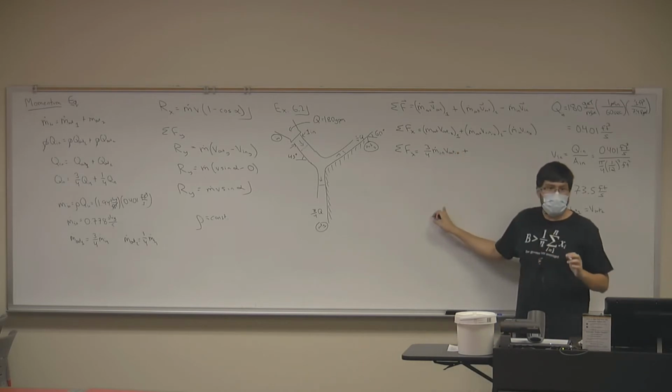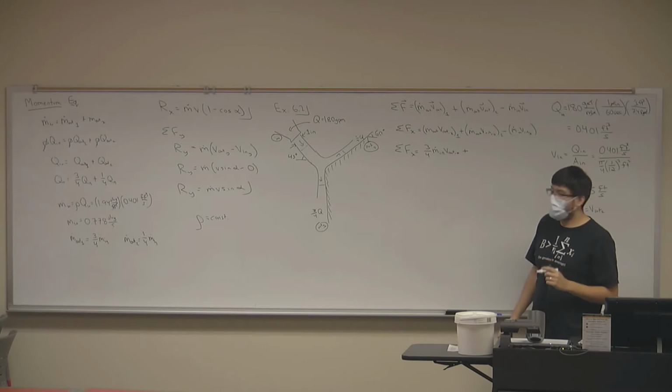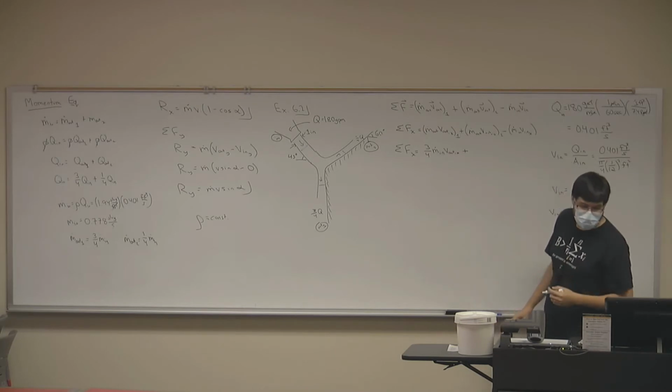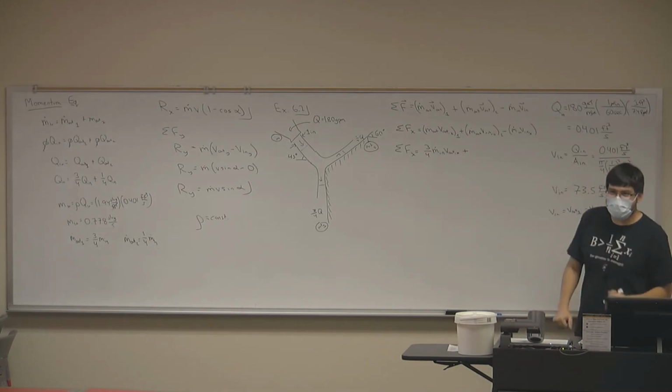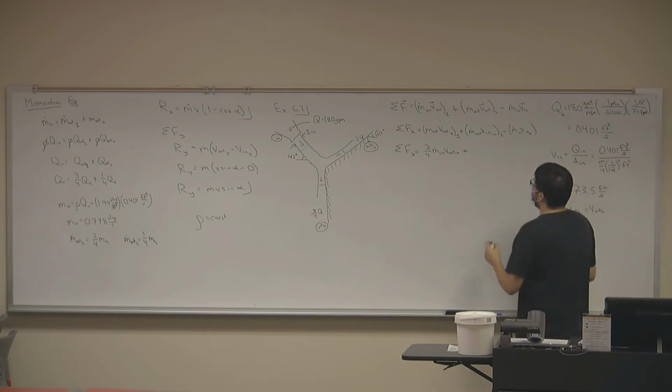Shouldn't that just be 0? Sorry? Shouldn't that just be 0? It will be 0, yeah, for now. Well, let's write the whole equation first. And then my mass flux out through my second outlet will be equal to what?